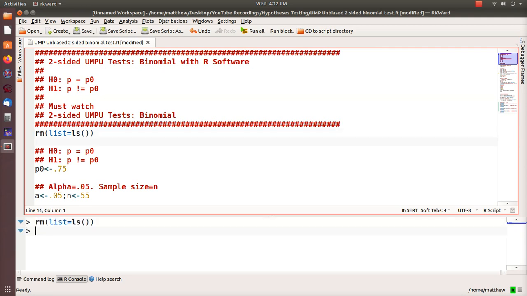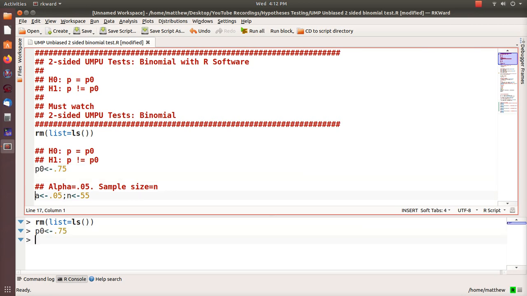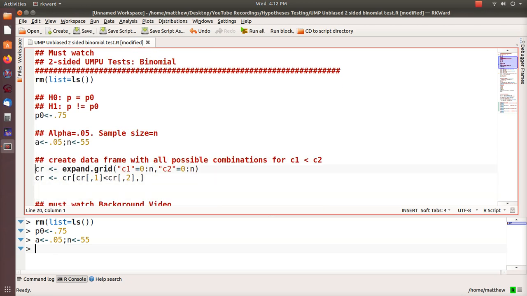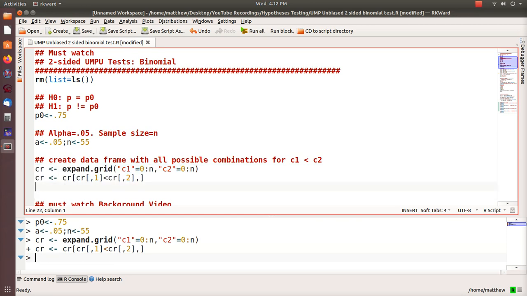I like to remove all the objects, or make sure they're removed, before I start a program. Here we're going to assume our hypothesis test is that P is equal to 0.75. We're going to use an alpha of 0.05 and a sample size of 55. My approach is to create all possible combinations of C1 and C2 that we could have for a binomial of size n. So column 1 will be from 0 to n, column 2 will be from 0 to n, but all possible combinations.